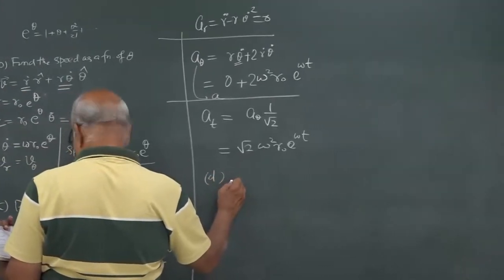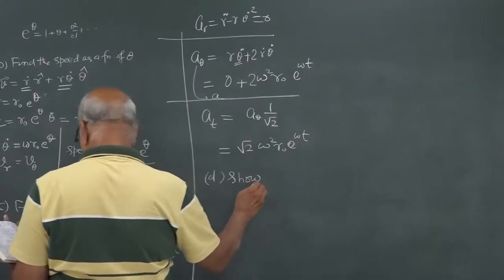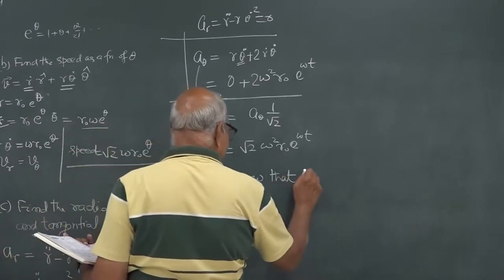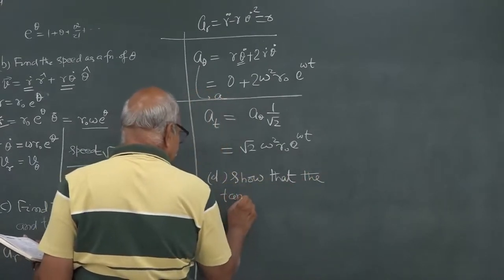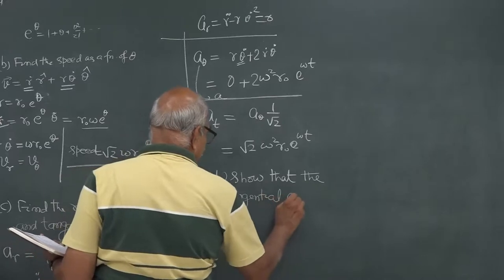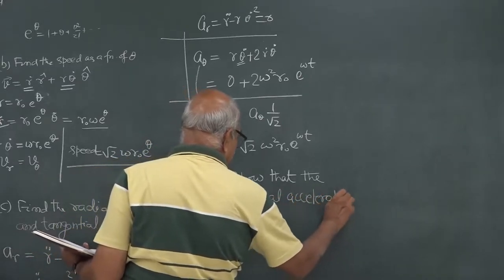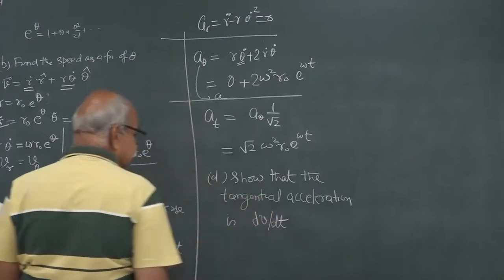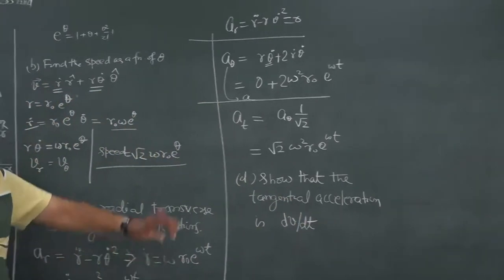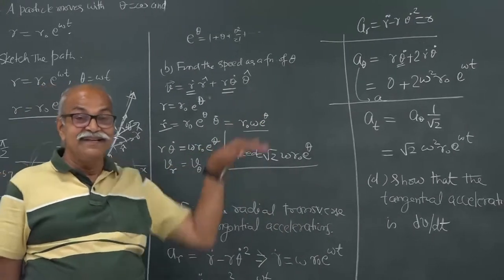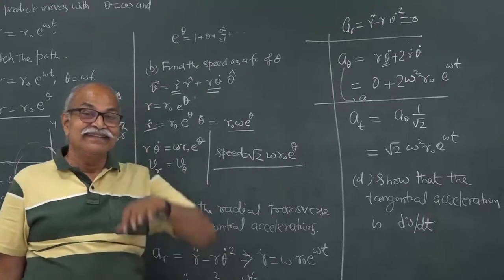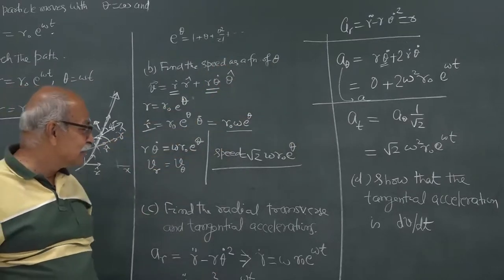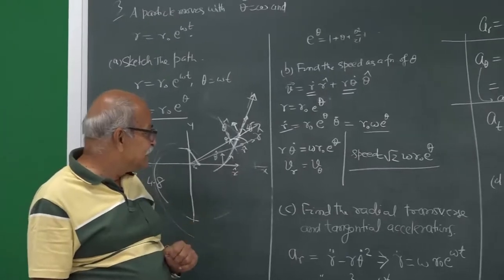The next part is to show that this tangential acceleration is dv dt, the rate of change of speed. In circular motion you must have studied that the radial acceleration is v square by r towards the center, and the tangential acceleration is dv dt, the rate of change of speed. That we generally do for circular motion, but here, what is the speed?